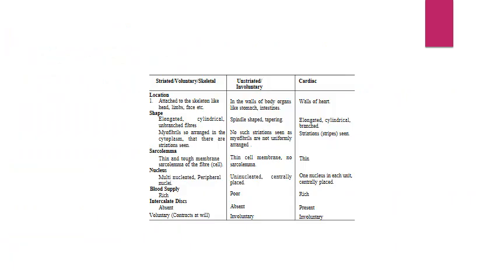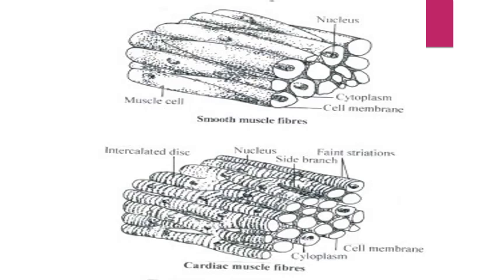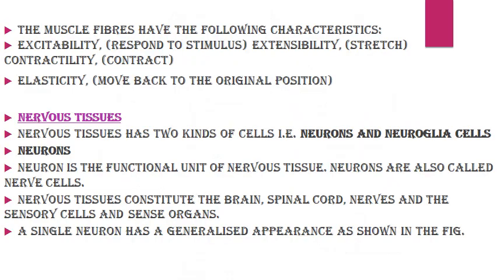So striated, unstriated and cardiac, you can take a screenshot and compare them according to location, shape, sarcolemma, nucleus, blood supply and intercalated disc. This is the diagram. A smooth muscle fiber and the lower one is cardiac muscle fiber. So the muscle fiber has the following characteristics: excitability, respond to stimulus; extensibility, stretch; contractility, contract; elasticity, move back to the original position. Next is nervous tissue.